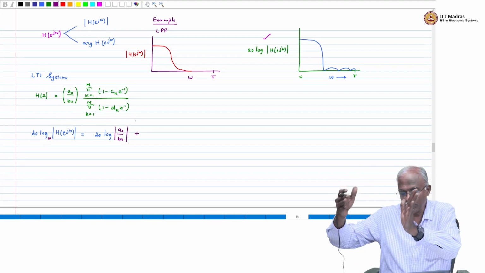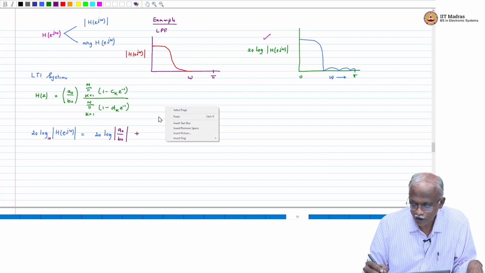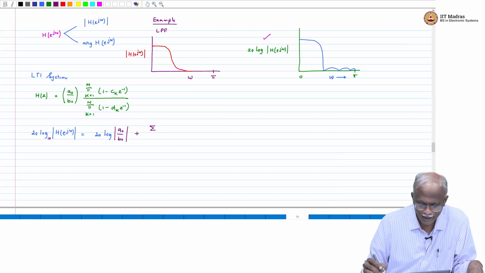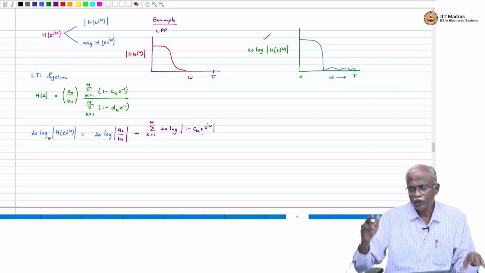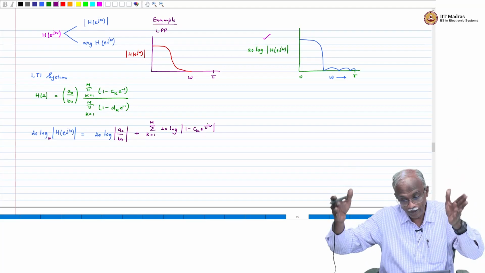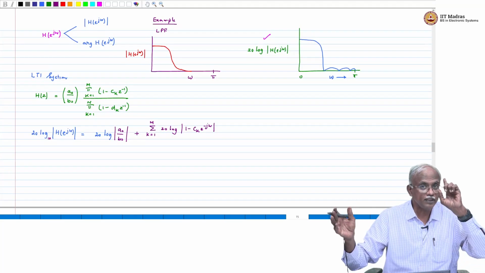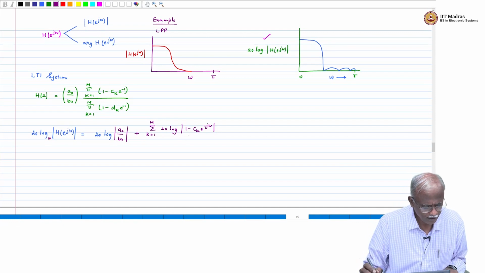Now you have a product of terms. Because now you're taking it on the logarithmic scale, we can add the logarithmic contributions of each of the numerator terms. So k equal to 1 through M, 20 log magnitude of 1 minus c_k e power minus j omega. So each of these terms, you can take the magnitude response and then add it in the logarithmic scale, but in the linear scale it will be multiplication. So keep that aspect in mind.